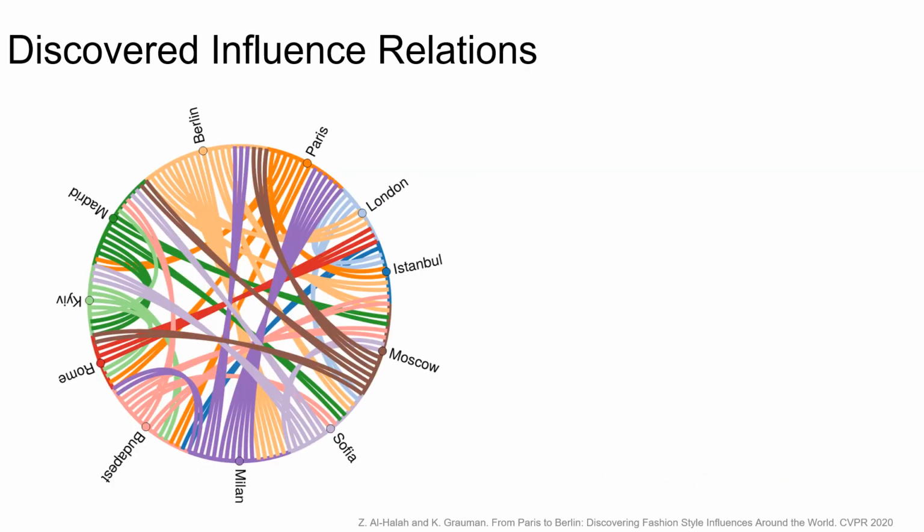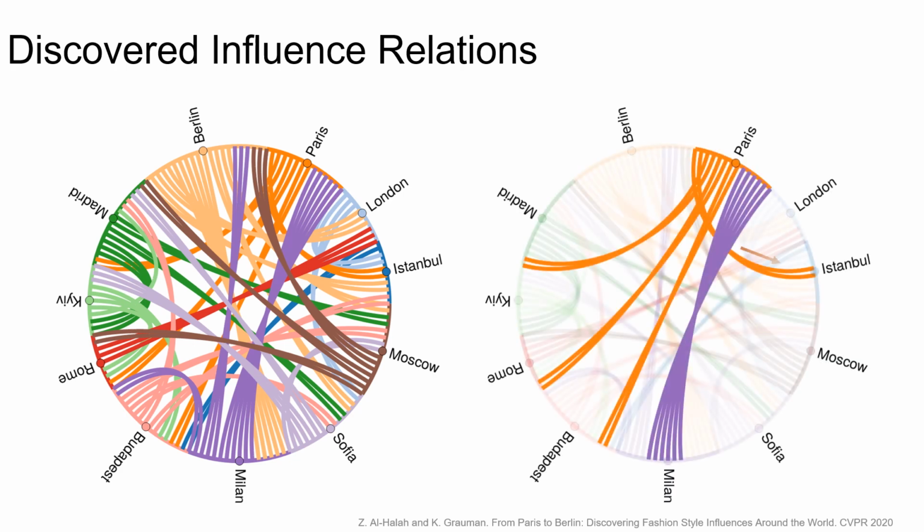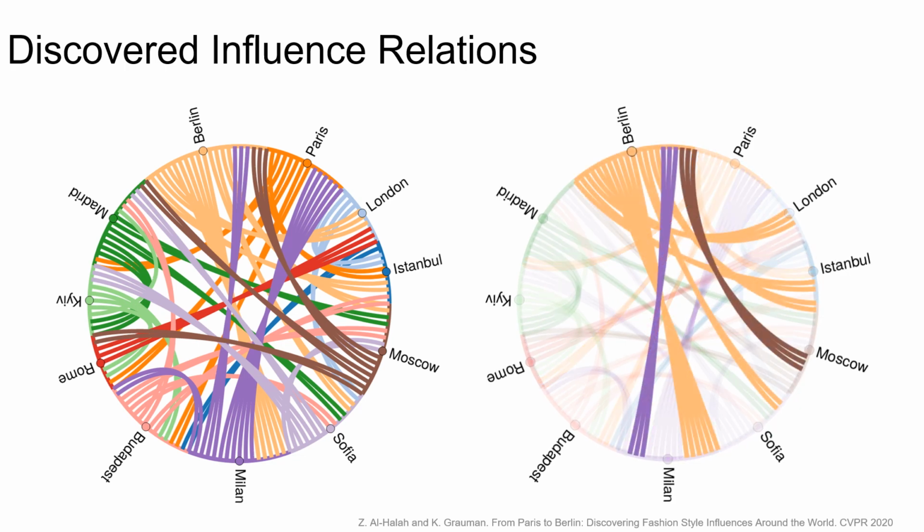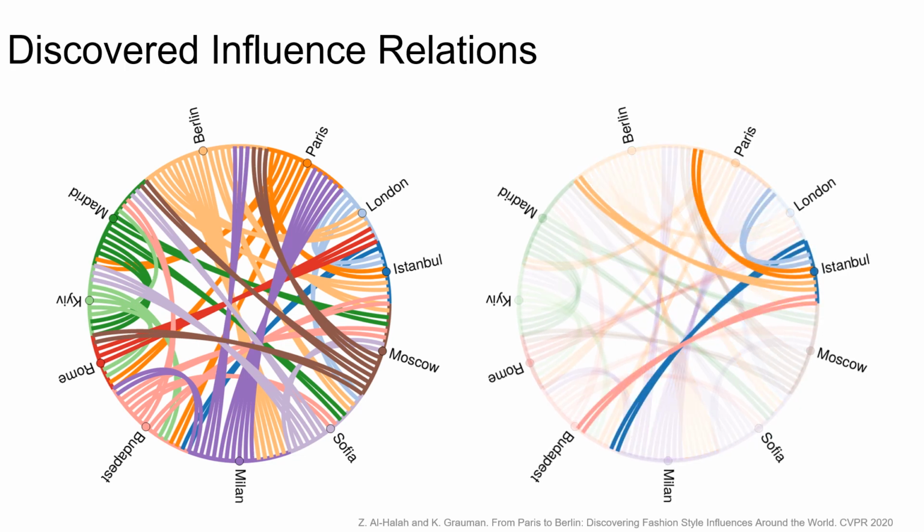Our model discovers interesting influence relations among major cities around the world. Here we see the influence pattern discovered among European cities. Our model identifies how each city exerts and receives fashion influence in relation to others. We discover various types of influence patterns, like the fashion hub that influences multiple cities or the influence receiver.